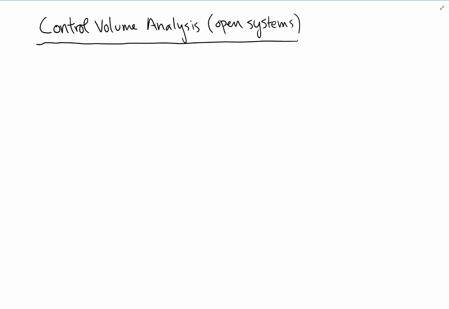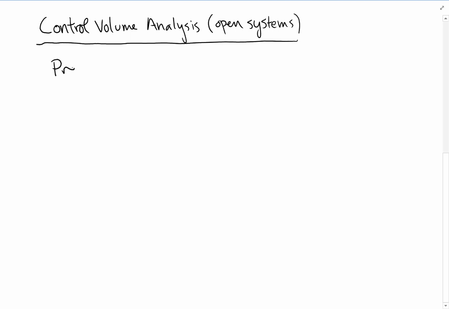Open system analysis is commonly referred to as control volume analysis, but really it's not any different than closed system analysis in that we draw a control surface and we use that control surface to track transfers and changes inside. But there will be a few differences.